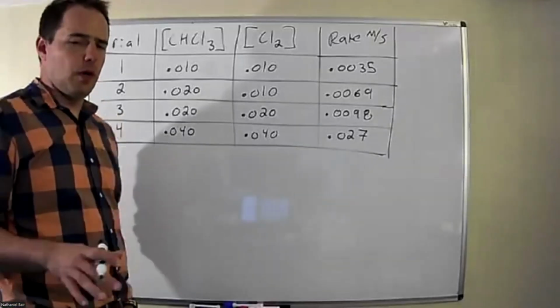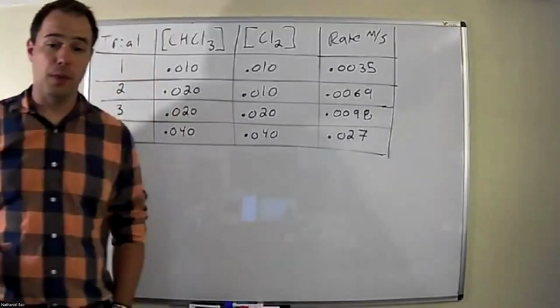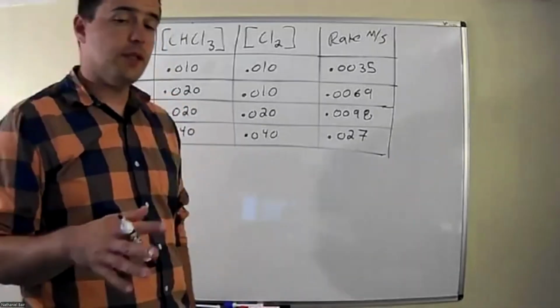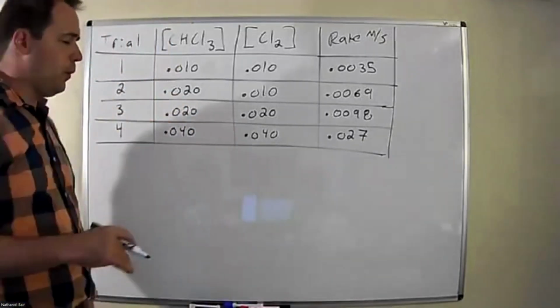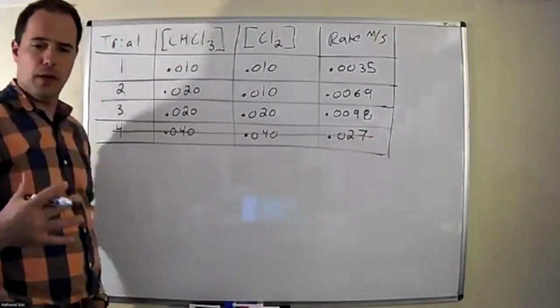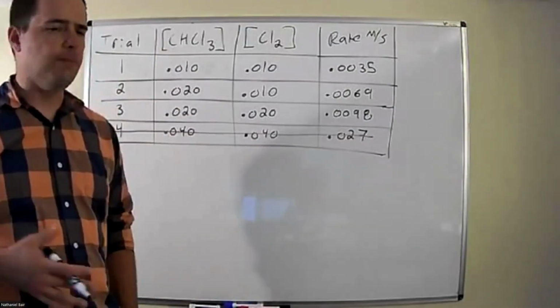Let me show you how this is going to work. The number of trials that you have to do in an experiment is always one more than the number of reactants you have. So this actually is an extra trial. Trial 4 here is actually not going to be needed. We'll talk about why trial 4 is not needed, but I have it on here to show you that sometimes these problems give you more information than you need.